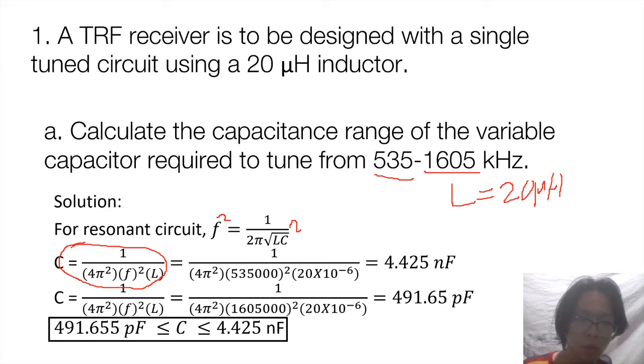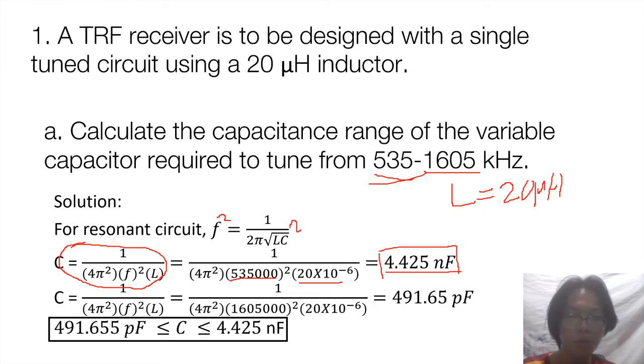And then we just substitute our values: 1 over 4 pi squared times 535 kilohertz, that's our lower frequency, squared, times the inductance, which is 20 microhenry. What we get is the value of capacitance, which is equal to 4.425 nanofarads.